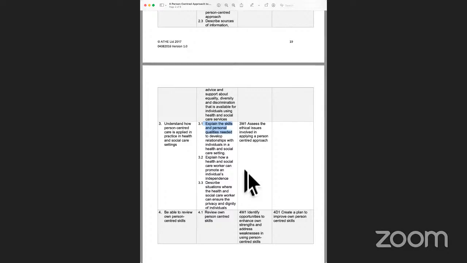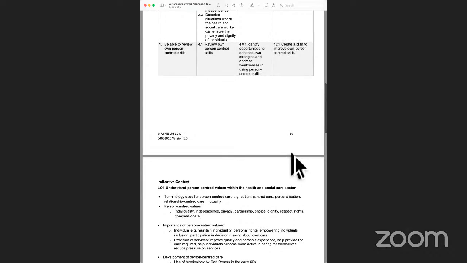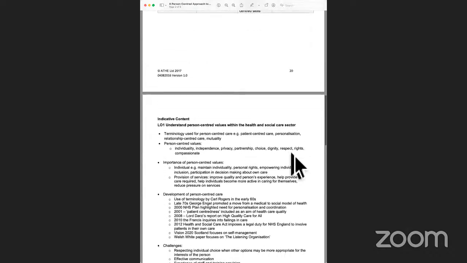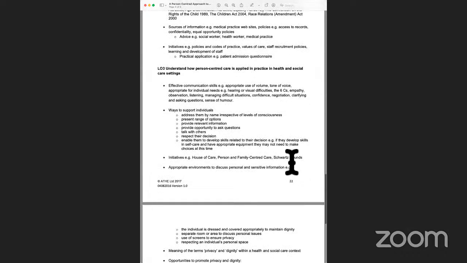And then the 1 merit assessment criteria talks about ethical issues that could be faced while we are applying this approach within this sector. So there is a fair bit of content to be covered, and we look at the presentation, maybe do a bit of discussion during the delivery of this particular session, which is covering learning outcome 3, talking about how the person-centered care approach is applied in practice.